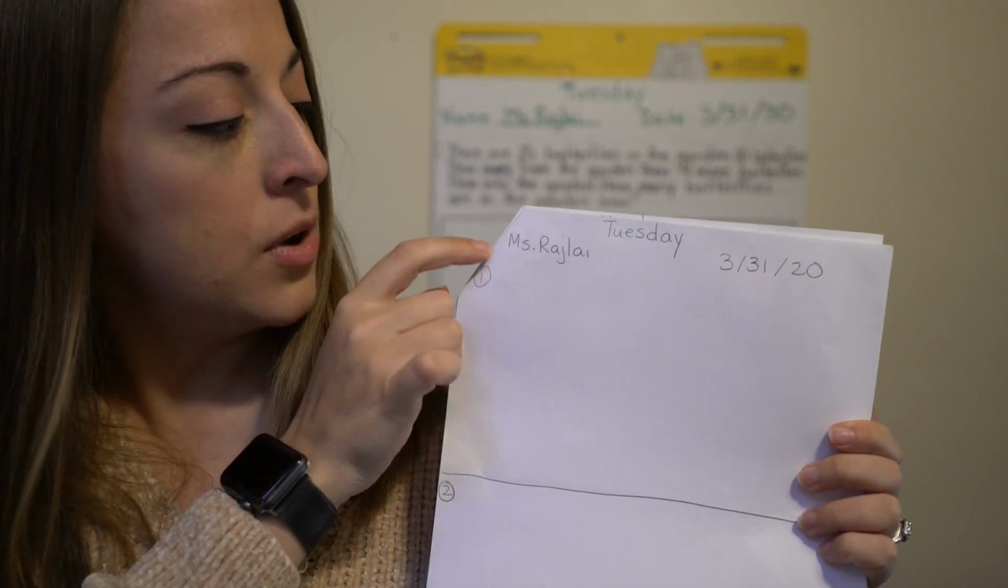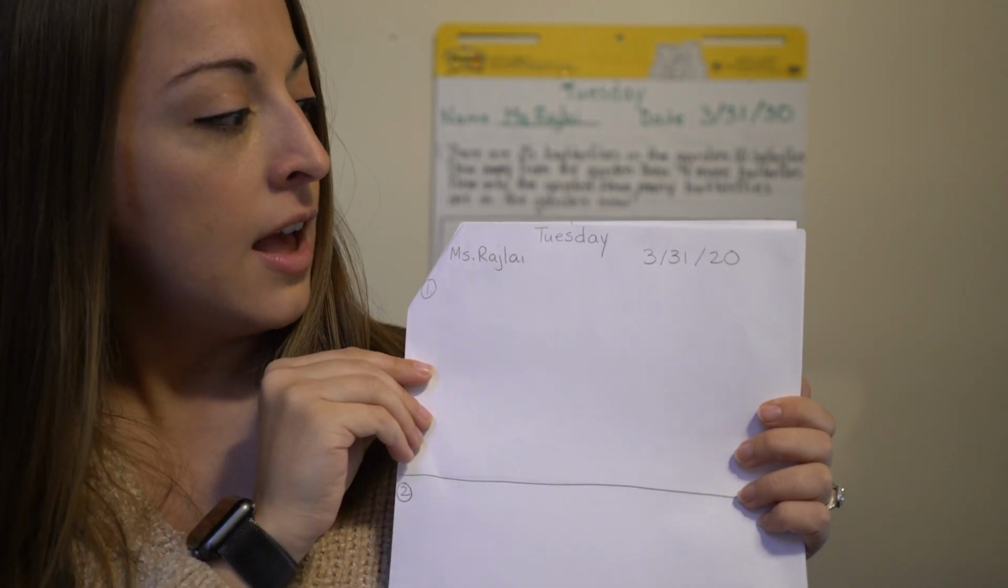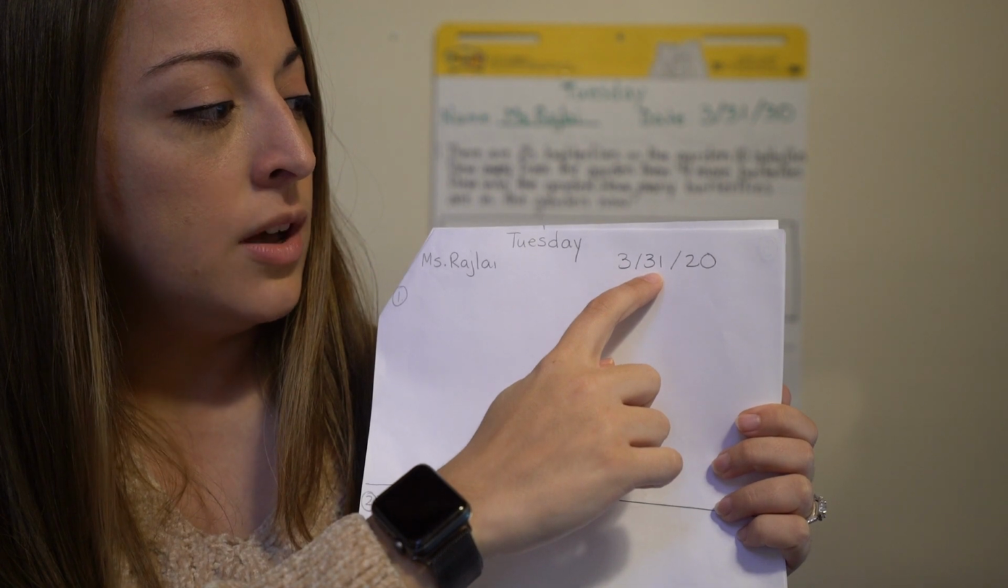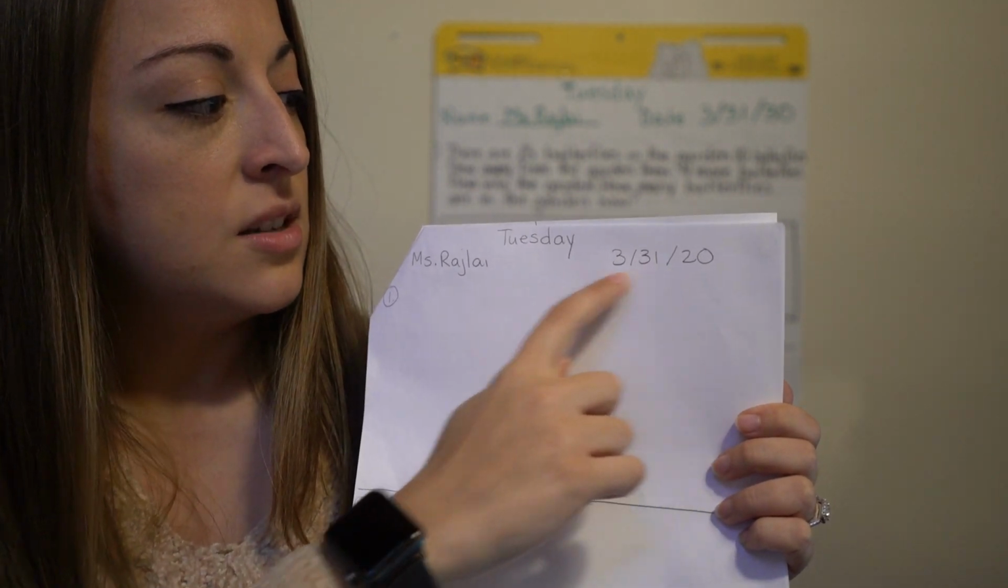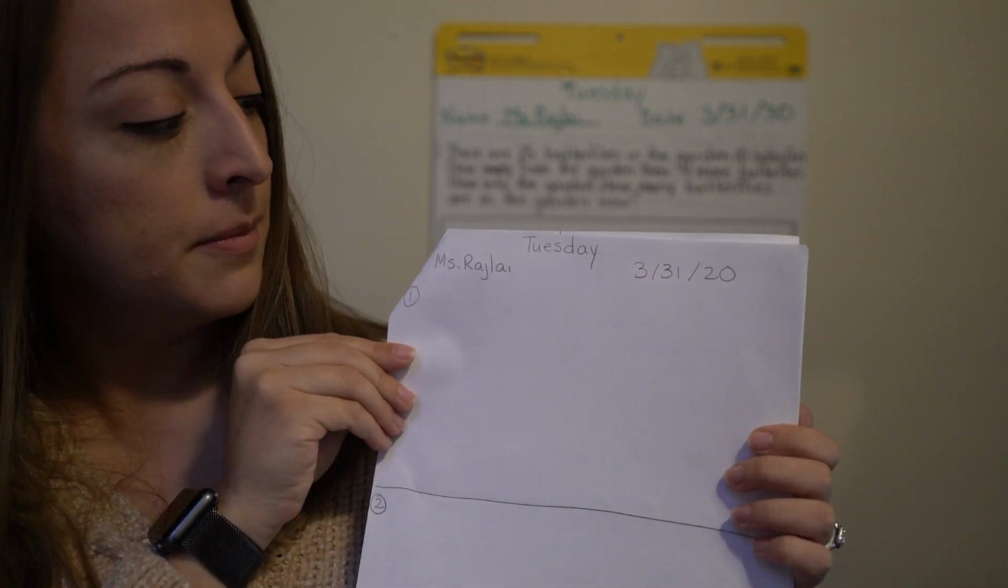Tuesday. I'm going to also write my name, so make sure you have your name there, and then write the date, 3/31/20. It's important to have this at the top so when we conference, we know what page you're doing.